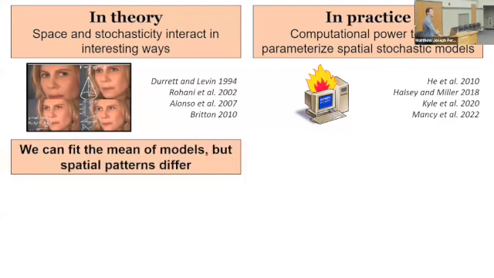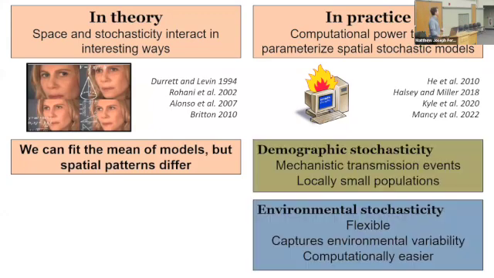But we can fit the mean of these models to pooled epidemic data, but the spatial distribution of infection rates over time differs between the two models. So we really want to understand what the spatial distribution actually looks like and how we are capturing the mean dynamics. There's a couple of different advantages to each of these stochastic sources. Demographic stochasticity, of course, is a mechanistic way of interpreting transmission, whereas environmental stochasticity is this flexible dynamic that we can use to account for multiple environmental processes.